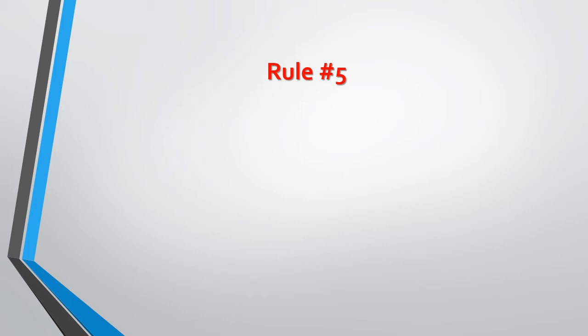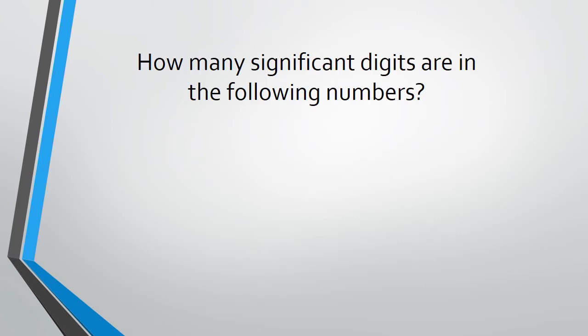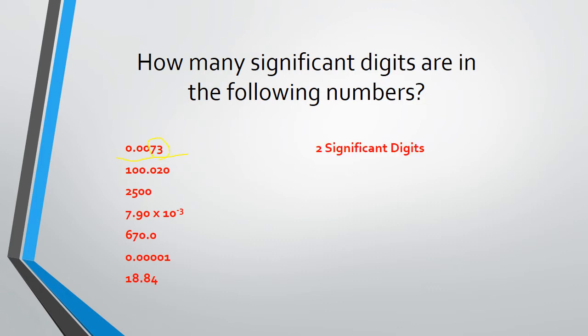Rule number 5. All counting numbers and constants have an infinite number of significant digits. Let's go over a few examples. How many significant digits are in the following examples? Well, the first one, we have 3 leading zeros. They don't count. So the answer is 2 significant figures.